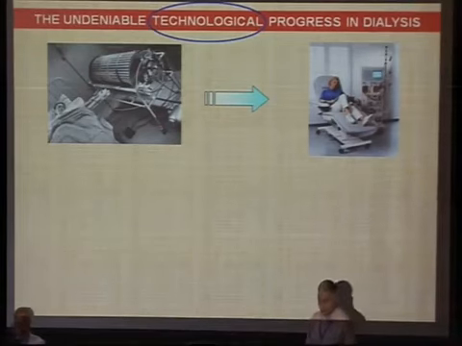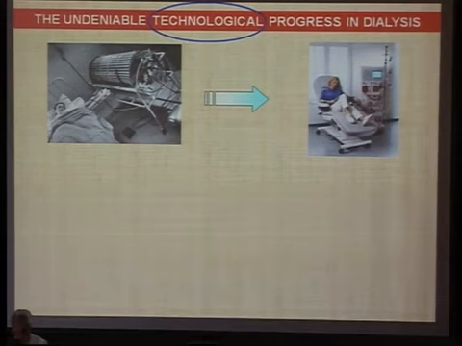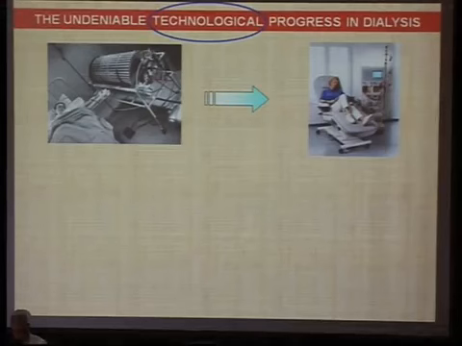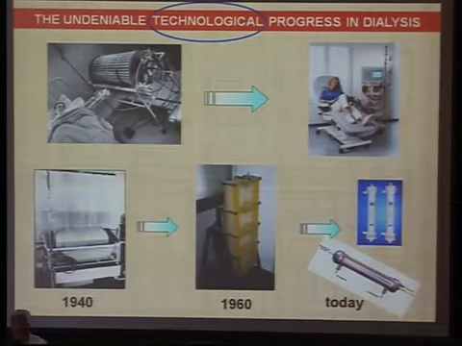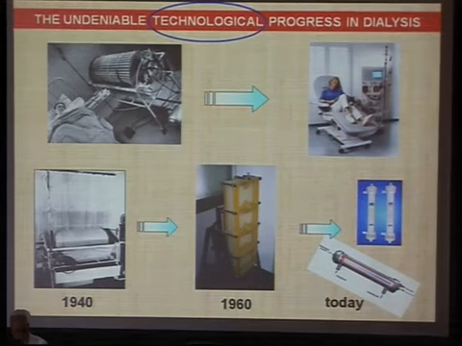Better quality. This is a hemodialysis machine in 1950, and this is nowadays the hemodialysis machine. This means a better progress in the field of nephrology. And also this is a dialyzer in 1940, and this is a dialyzer in 1960, and nowadays this is a dialyzer in our hemodialysis patients.